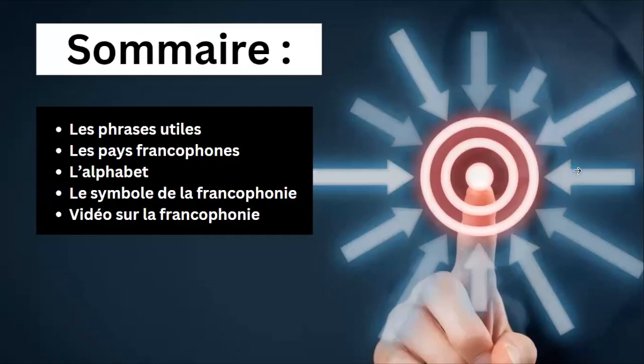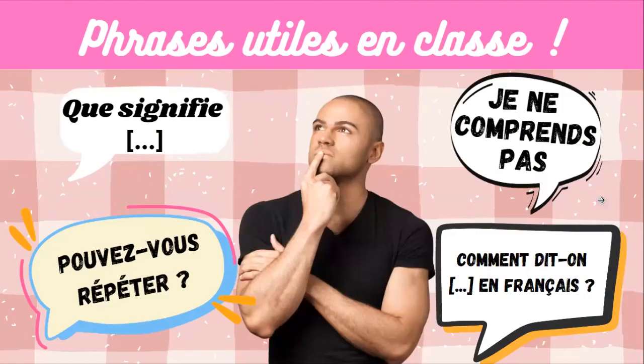Let's start. So this is the summary of what we're gonna learn in that presentation. As you can see, les phrases utiles, les pays francophones, l'alphabet, le symbole de la francophonie, vidéo sur la francophonie. This is something that I really like to start with. Those four things that you can see here are really useful because they can make the students start to speak French straight away. They can use them in order to speak French as soon as possible.